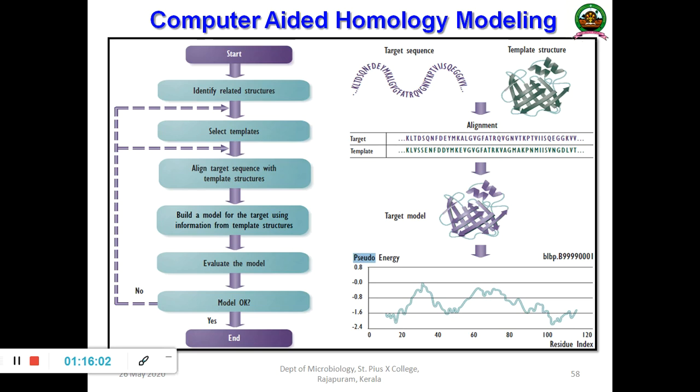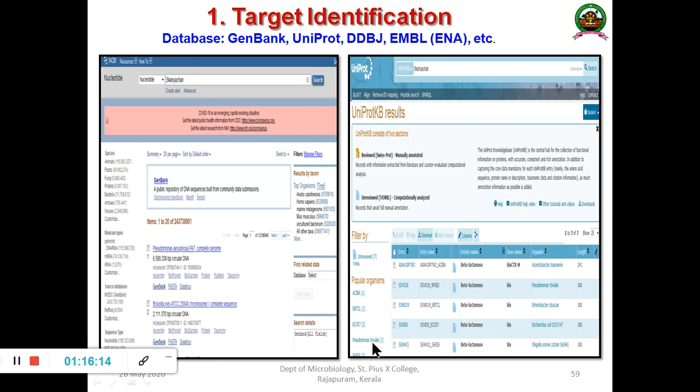Selection of the template is very important in the case of homology modeling. So selection of the template, then this particular process you will do. Once you are getting a good model, you will be ending the process. Now the first step, target identification. So target identification means what?